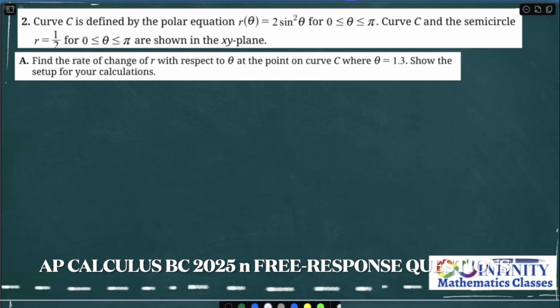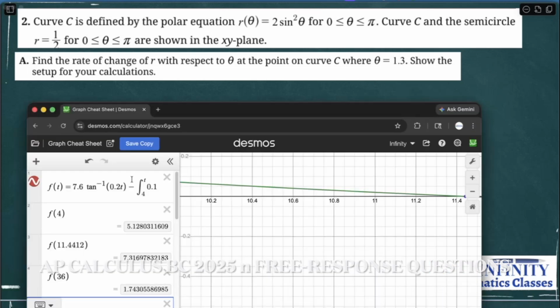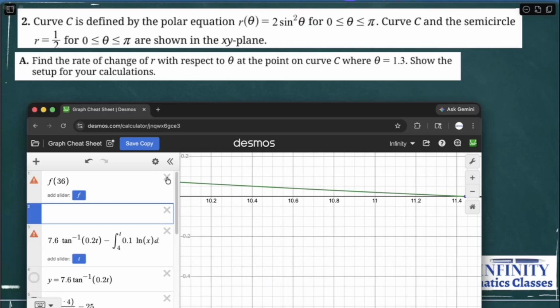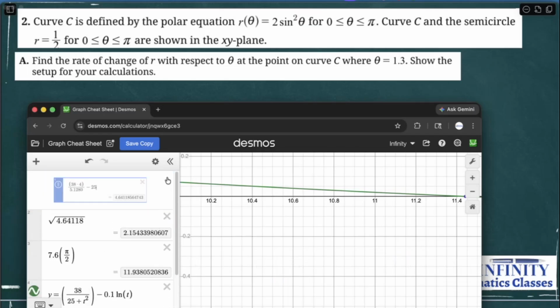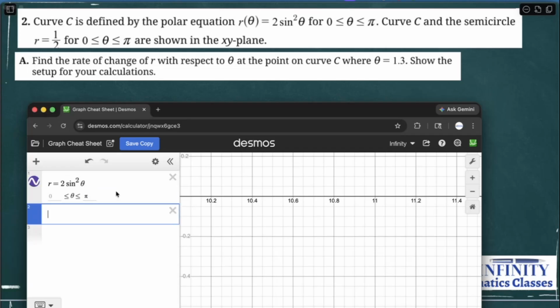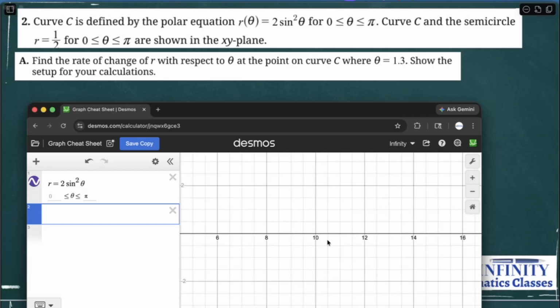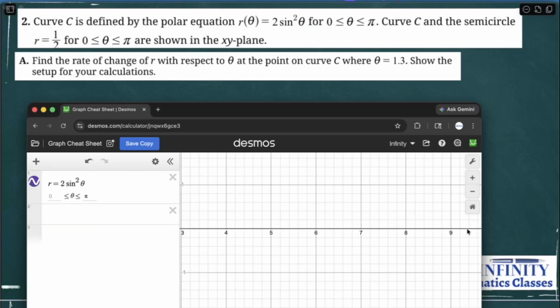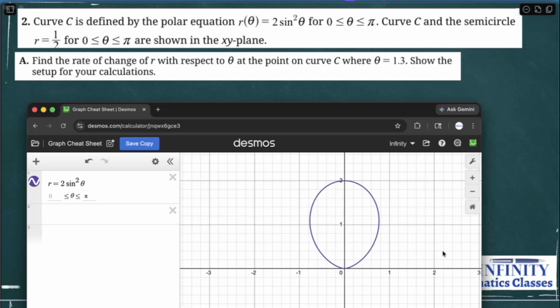Next question is based on polar equations. Yesterday I never used Desmos for this purpose, but yes, I was able to plot polar curves on Desmos. r equals sine squared theta, with theta from 0 to pi. Look at the graph you are having.